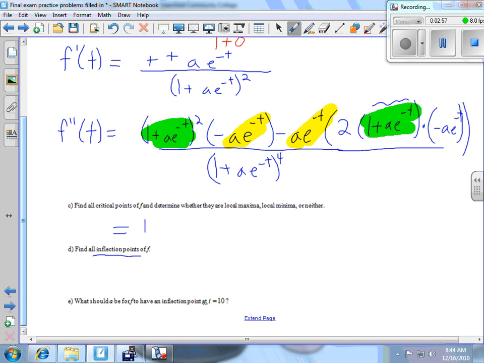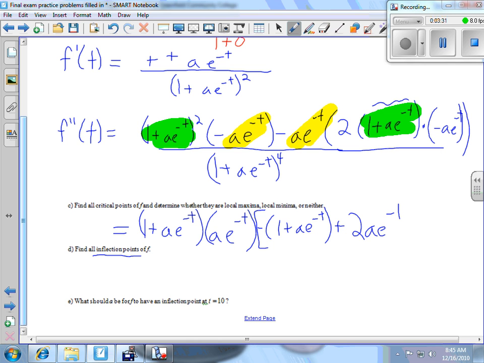So we'll write it all out first. 1 plus ae to the minus t comes out, as does an ae to the minus t. And then big brackets for what's left over. So the first green thing, it was the green thing squared, so we still have one of them. And then the yellow thing is outside, although I guess we do have a negative sign, which I'll squeeze in the front. Minus. That yellow thing is outside. I see a 2. The green thing is outside. And then I see another minus, which is going to make that a plus, ae to the minus t. And then it's divided by this thing to the fourth.